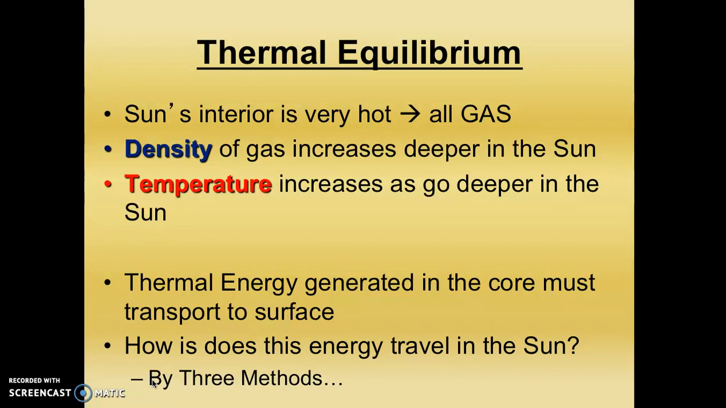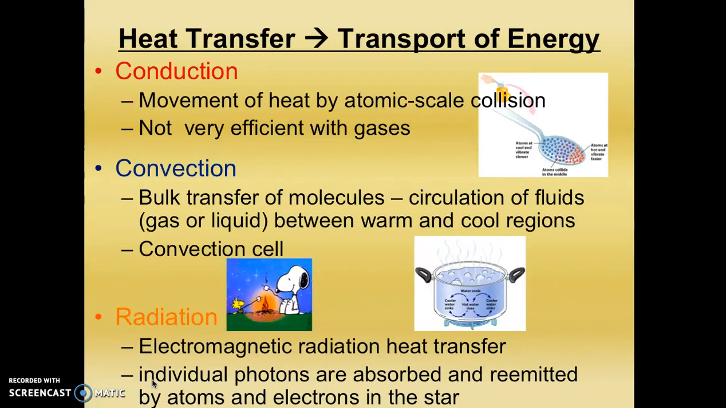But how that heat transfers, there are a couple of different methods. Thermal energy is generated in the core, and it has to transport out to the surface and then to us here on Earth. So how does it transfer? There are three methods of heat transfer, just in general: conduction, convection, and radiation. The sun does all of these, but conduction is not very effective. Convection and radiation are the most effective ways to transfer energy within the sun and then out of the sun. So what are these three different types?